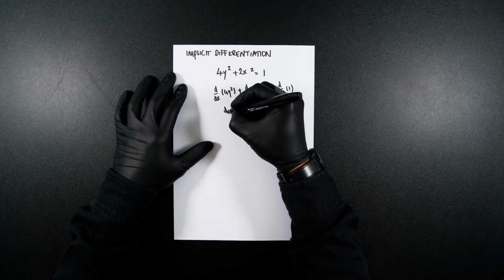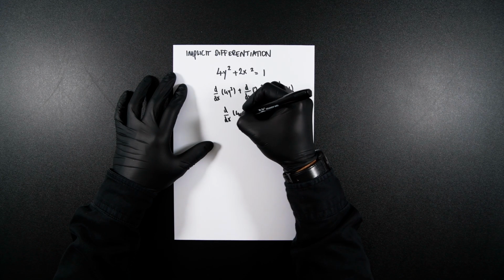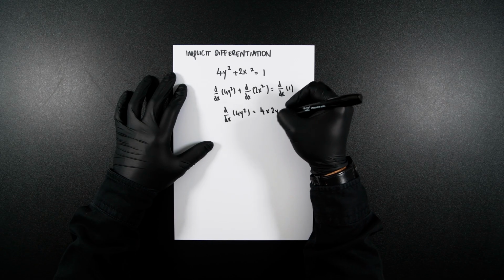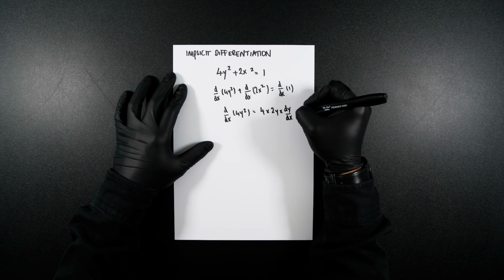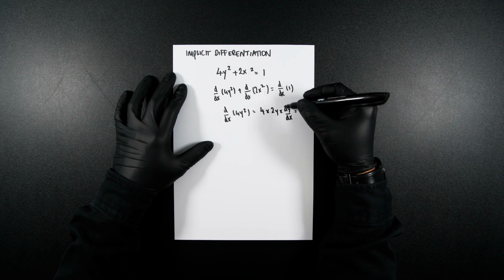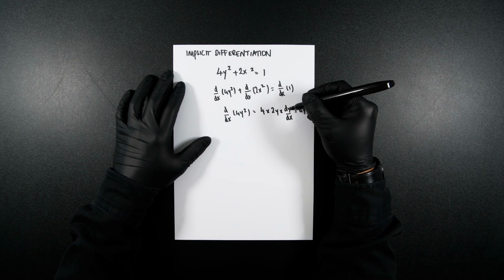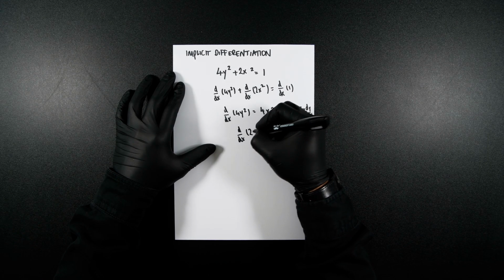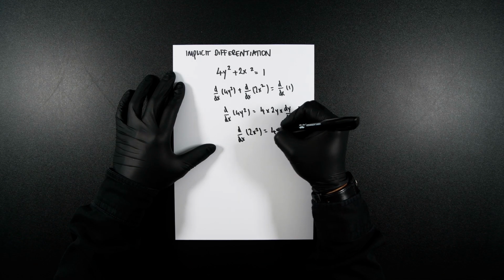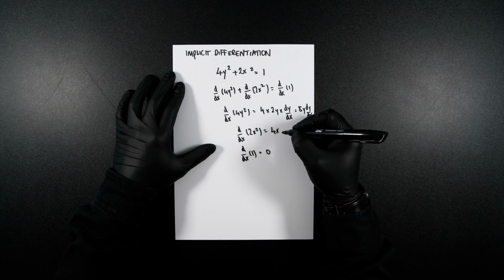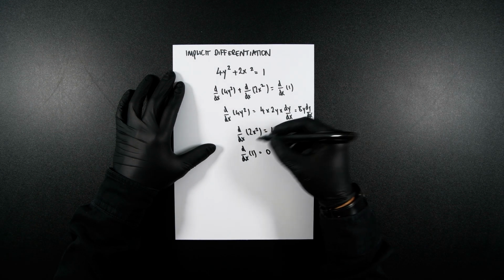So this d over dx 4y squared would be 4 times 2y times dy over dx, which is going to be 8y dy/dx. If you're unfamiliar with the chain rule, I have an entire video just going over that. Then let's differentiate this. So obviously d over dx 2x squared is pretty simple, 4x, and d over dx 1 differentiated is 0. So now let's add them all together.